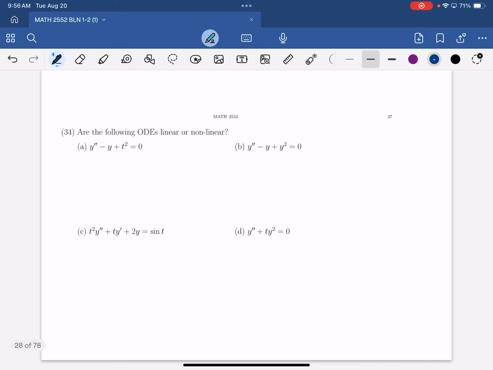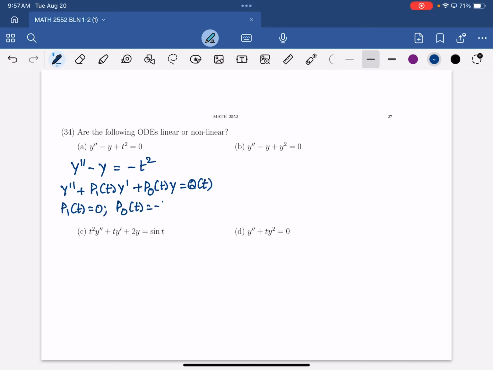Okay? So now let's look at the problem. First thing is you want to make the coefficient of y double prime equal to 1. So you write y double prime minus y equals negative t squared. So it is in the form of y double prime plus p1 of t times y prime plus p naught of t times y equals q of t. If you compare the terms, the coefficient of y double prime is 1, p1 of t is 0, p naught of t is negative 1, and q of t is negative t squared. So this is a linear second order ODE.